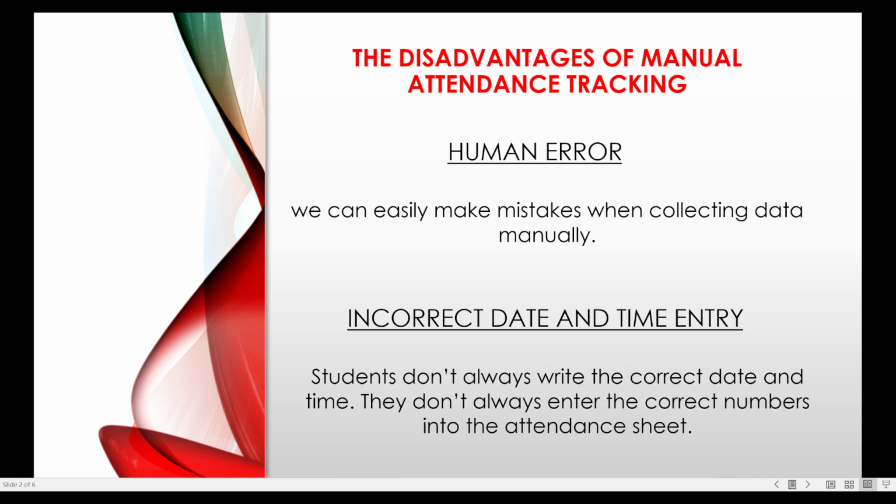The second one is incorrect date and time entry. So students don't always write the correct date and time. They don't always enter the correct numbers into the attendance sheet.